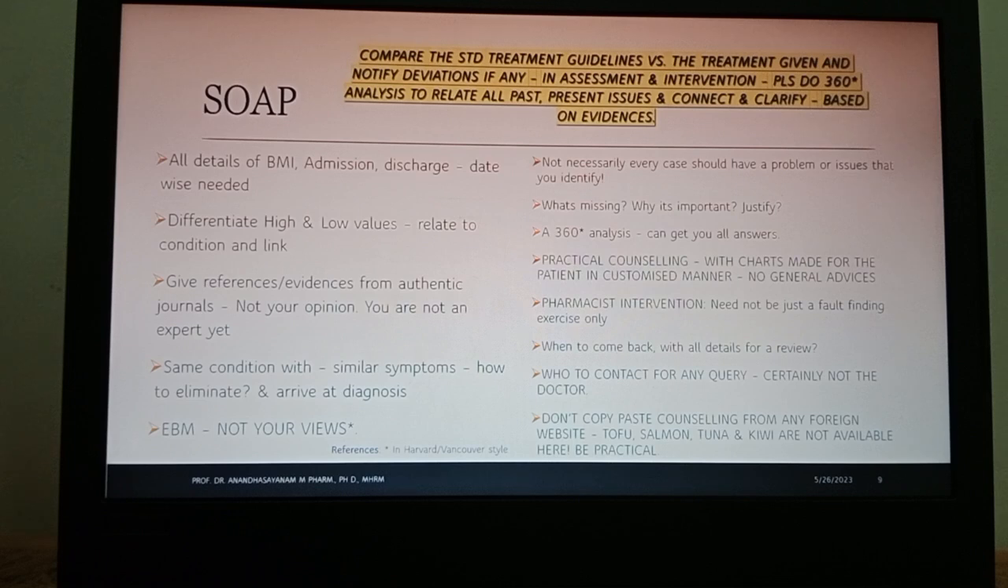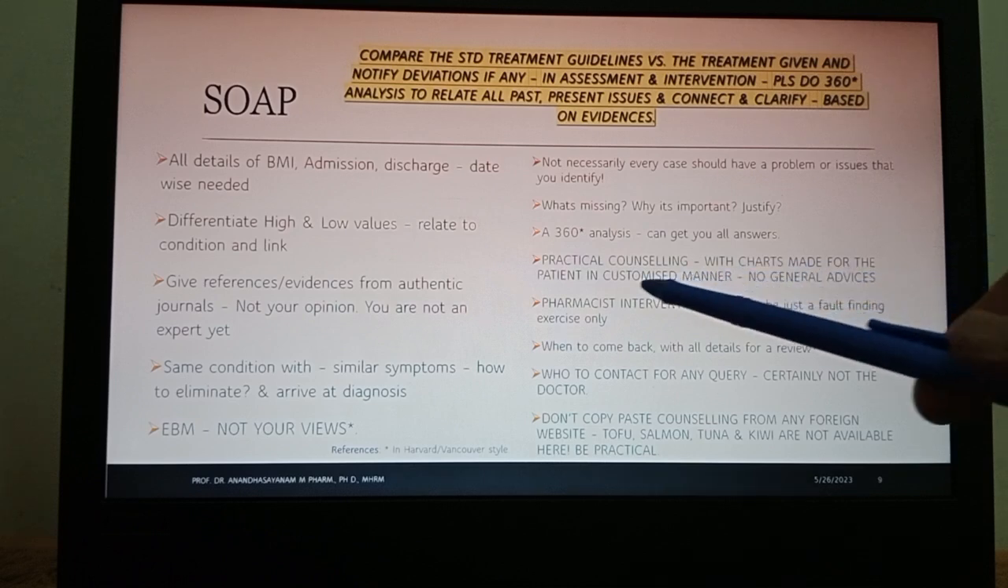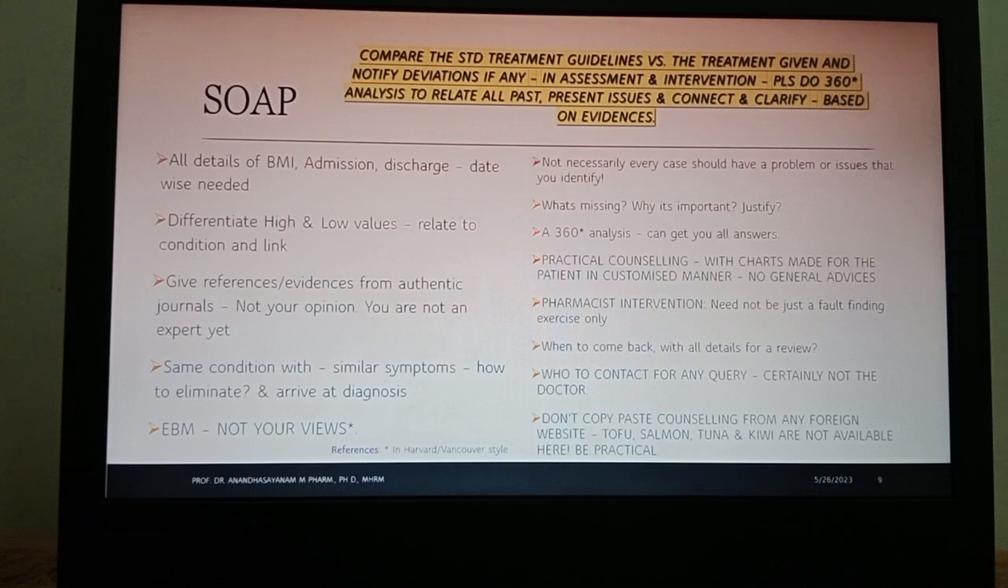Don't isolate a drug interaction. Don't isolate an ADR. Don't isolate a medication error. Please do a 360-degree analysis, relate it with what has happened, and ensure that you give options and solutions on why it will not happen further based on your suggestions. And then you give your suggestions with evidences.